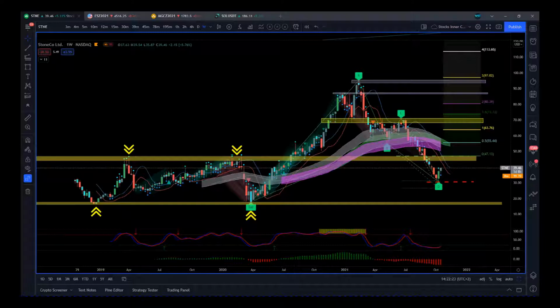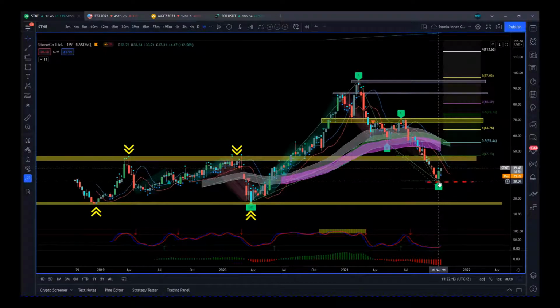So this is STNE, Stoneco Limited, on the weekly time frame. It's had a great pullback just recently, and we've formed what we would call a BAT pattern. The harmonic has recognized the BAT pattern has completed the automated completion zone.